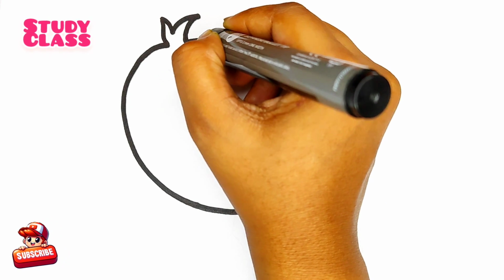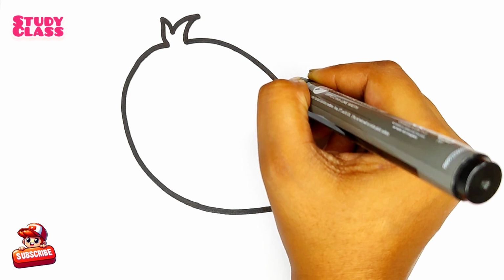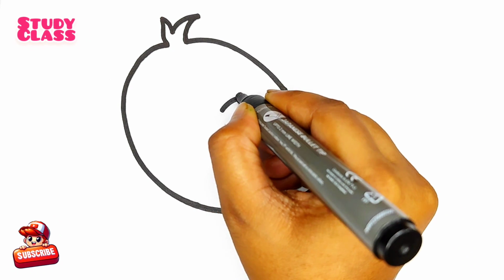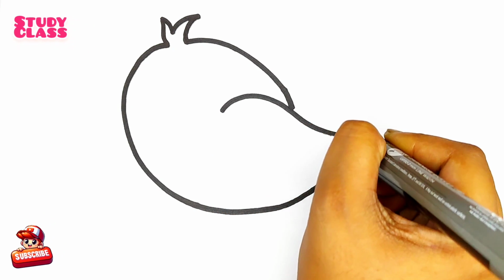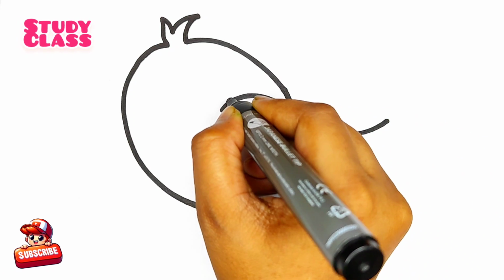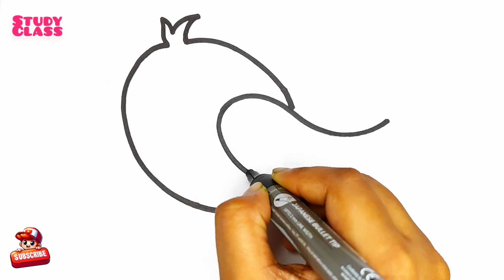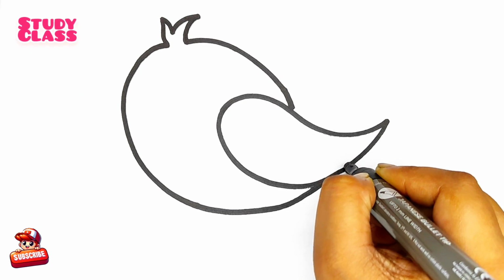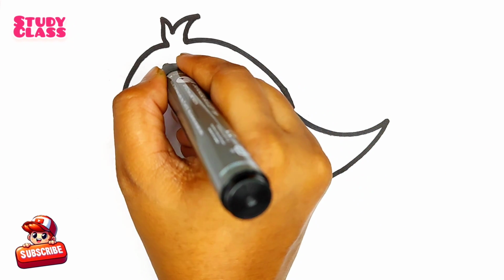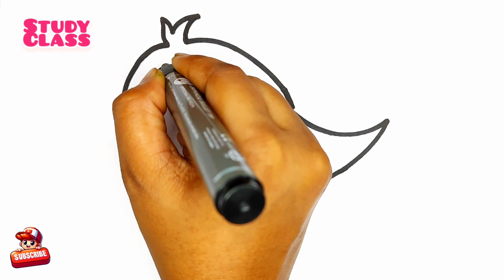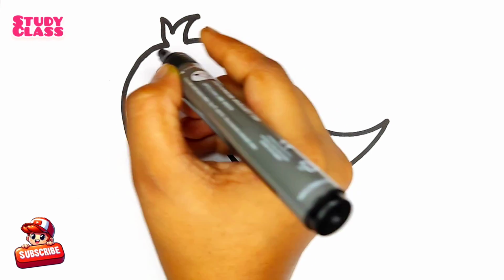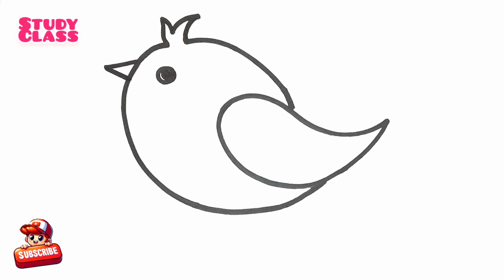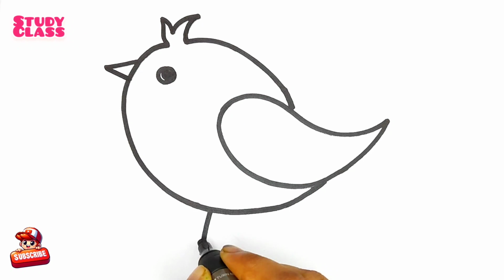Of the bird, that again we draw a big curve. To draw the upper body part of the bird, we draw the wings of the bird. This is leg.